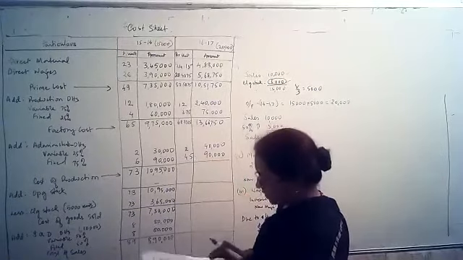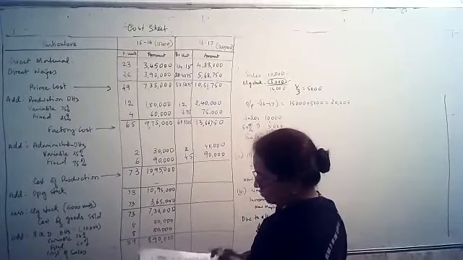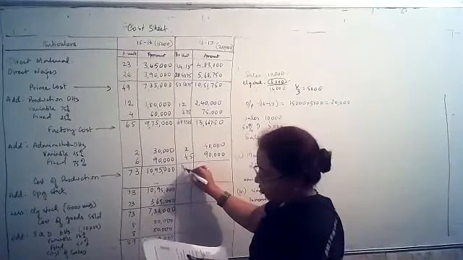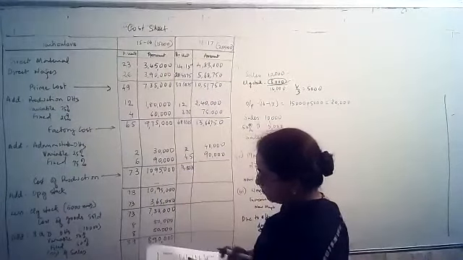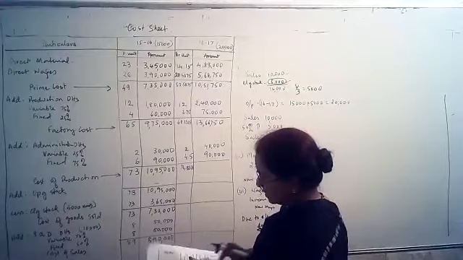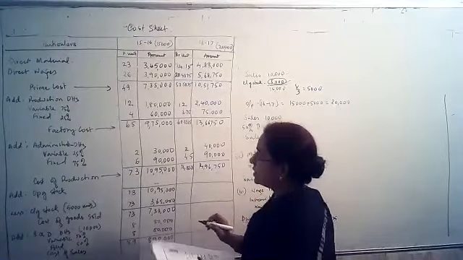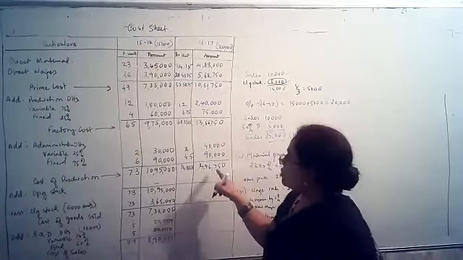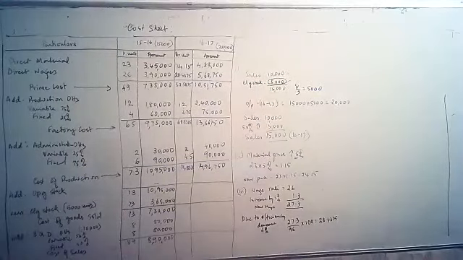Add up to the per unit column: 68.3375 plus 2 plus 4.5, which will give me 74.8375. How much is the total column? 13,66,750 plus 40,000 plus 90,000, which will give me 14,96,750. This is my cost of production of 20,000 units. Let's now look at how much was the opening stock.